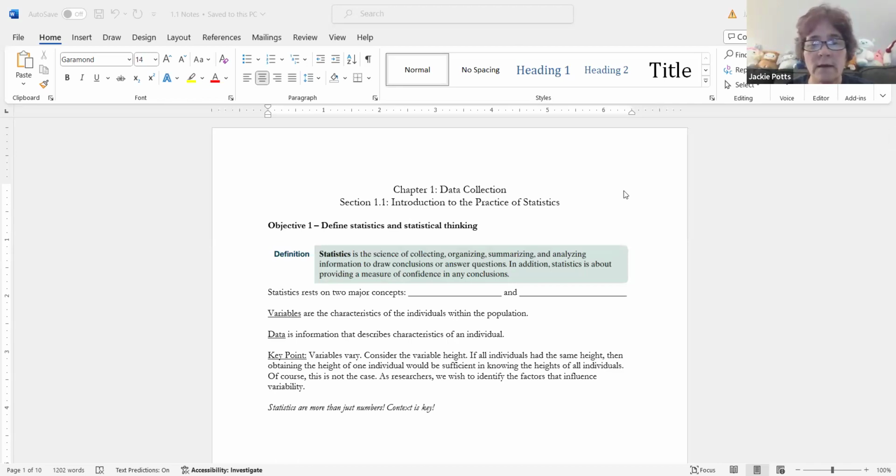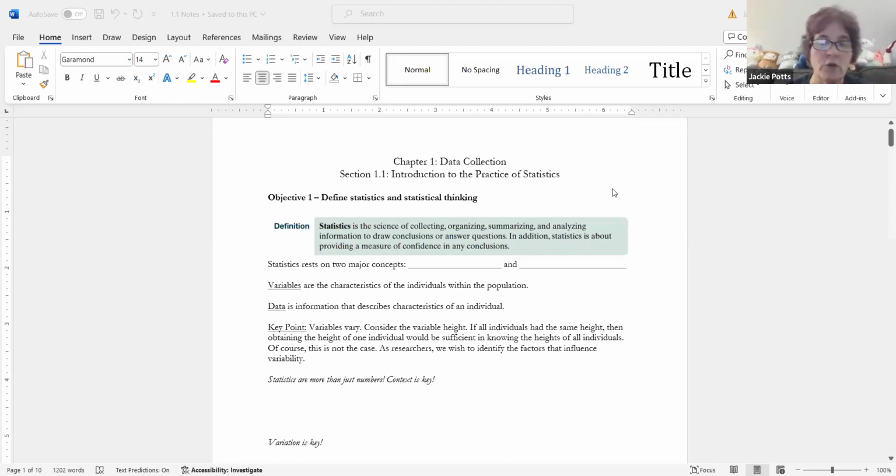Let's start with section 1.1. 1.1 is about data collection. The handout that I'm going to be going through, you can find on Canvas. So let's go ahead and share screen. And this is the handout. It is found under modules, so you could print it or you can write along.